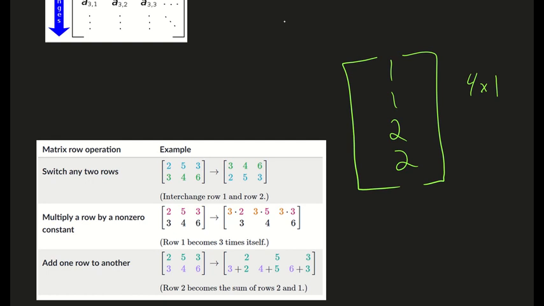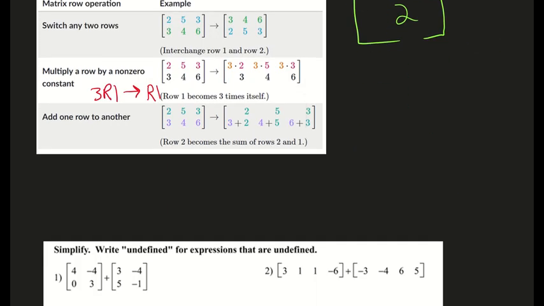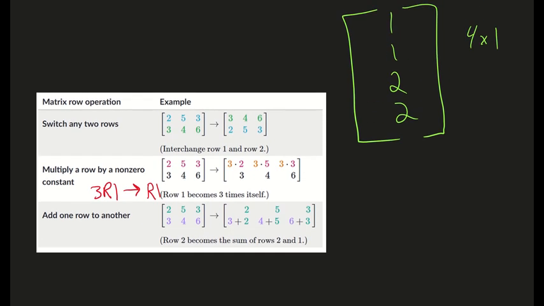Multiply a row by a non-zero constant. So row 1 becomes 3 times itself. All you do is take each term and multiply it by the scalar. Think just like vectors, we have scalar multiplication. So this would be 3 row 1 would become row 1. All right. And then you can add 1 row to another. This is something that's going to be helpful when we start applying this in a later lesson.